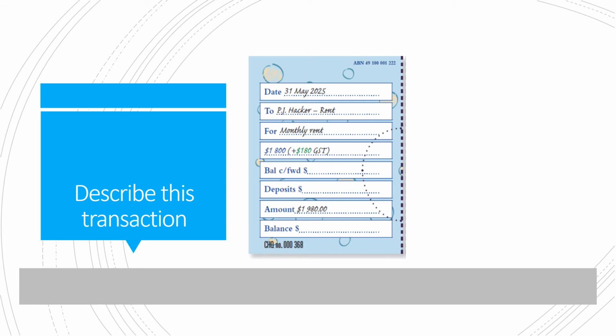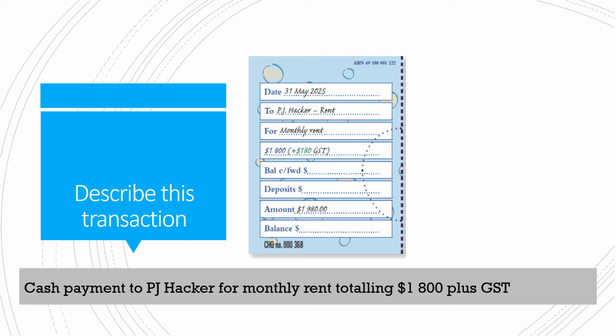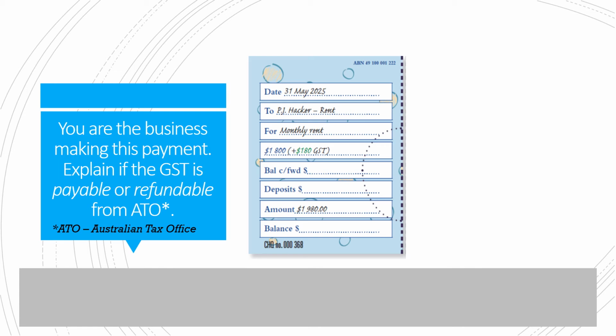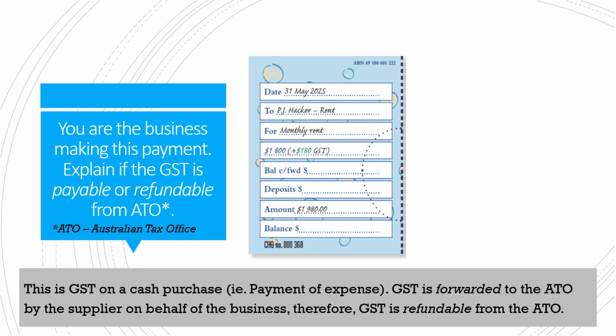Here's an example of a check butt that has been retained by the business. We can see here that it is a cash payment to PJ Hacker for monthly rent, totaling to $1,800 plus $180 GST. The total amount of $1,980 will be the amount that is taken out of the bank account and paid to PJ Hacker. As the business makes payment for the rent, explain if the GST is payable or refundable from the ATO. This is a GST on cash purchase. In other words, it is a payment of expense. The GST is forwarded to the ATO by the supplier on behalf of the business. Therefore, GST will be refundable from the ATO.